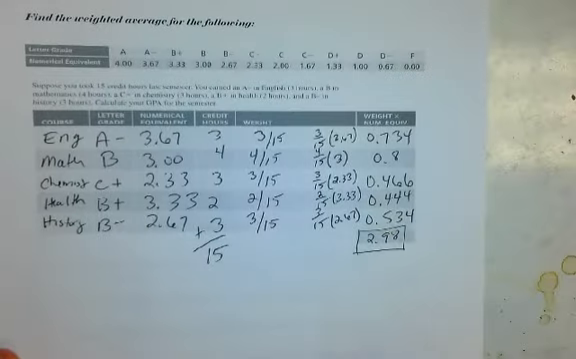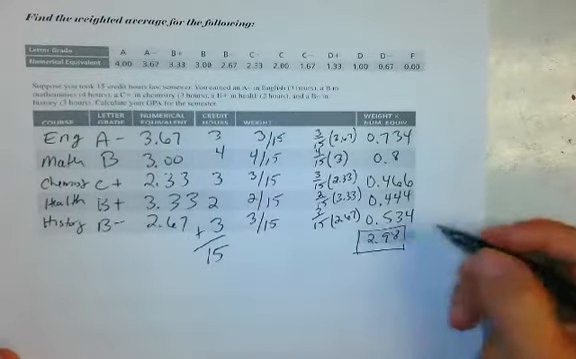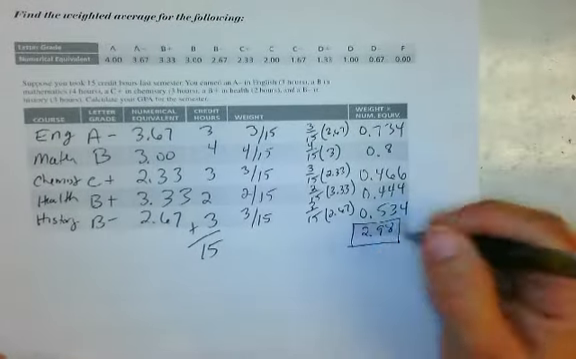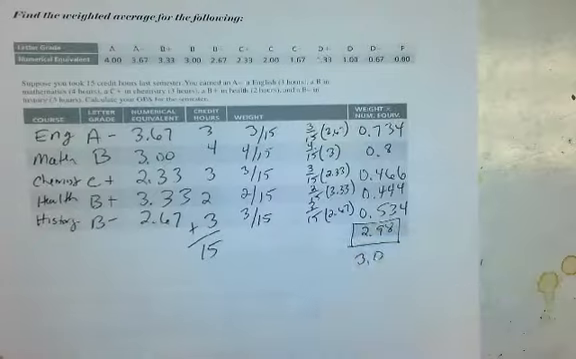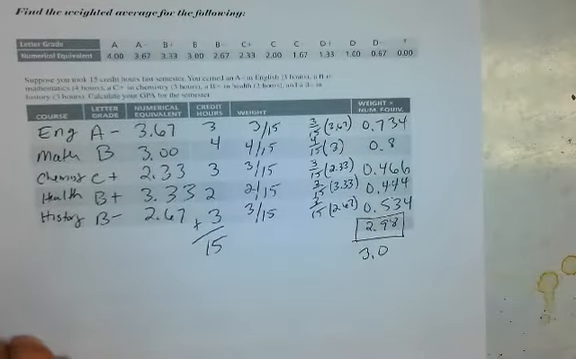If you add them all up, the GPA for that semester would be 2.98. If your school is the type of school that will give it to you rounded the nearest tenth, this would be a 3.0. Okay.